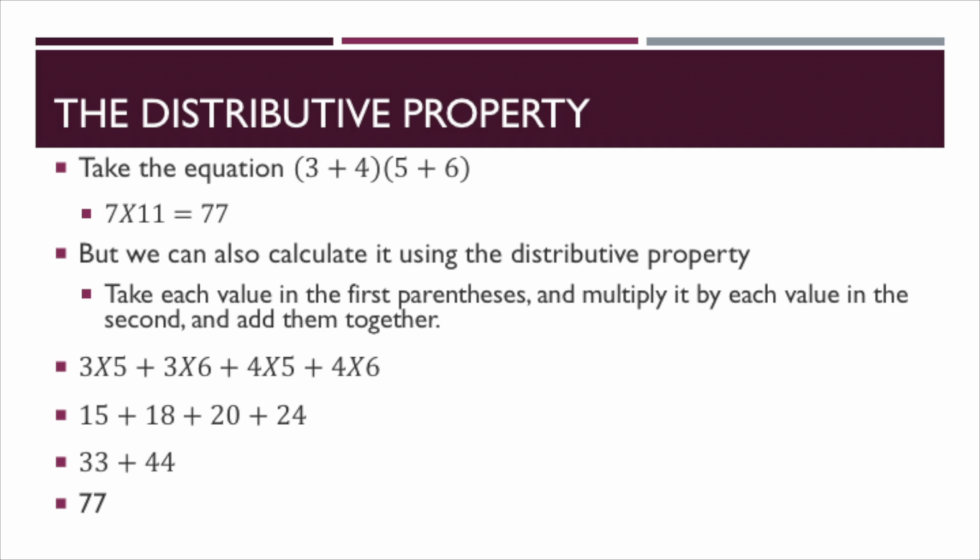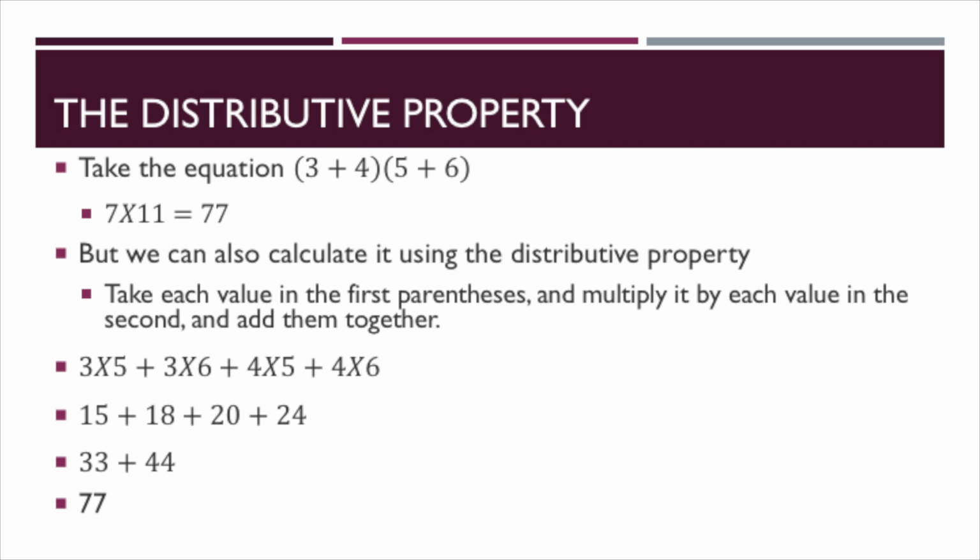But now let's do the following instead. Let's take each item in the first parentheses times the second parentheses and add them together. So we take 3, the first item in the first parentheses, times 5, the first item in the second parentheses, plus 3, the first item, times 6, the second item in the second parentheses, plus 4, the second item, times the first item, 5, plus 4 times 6.